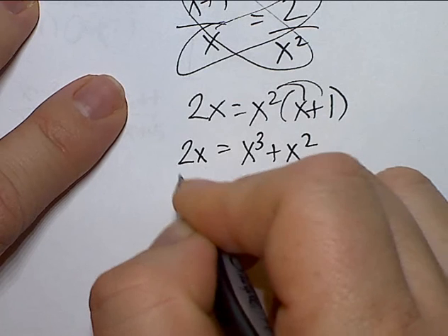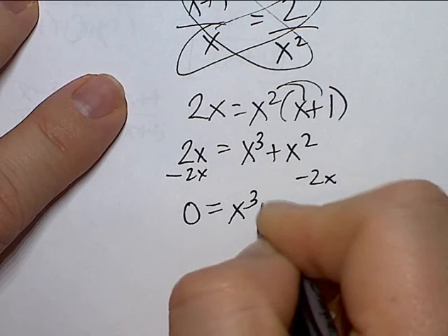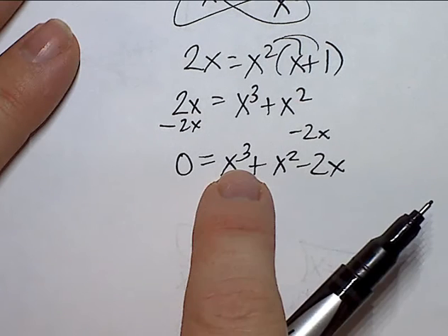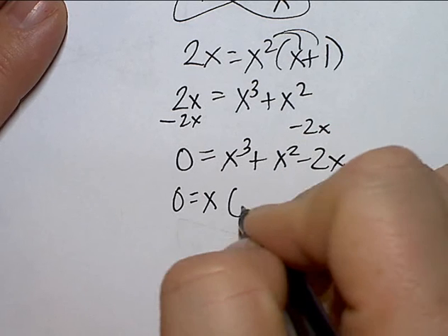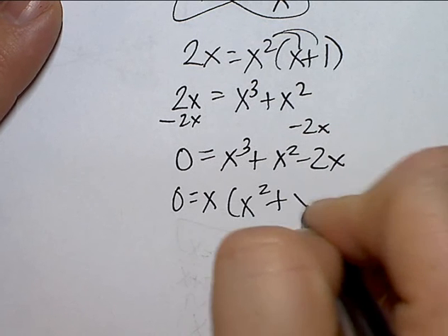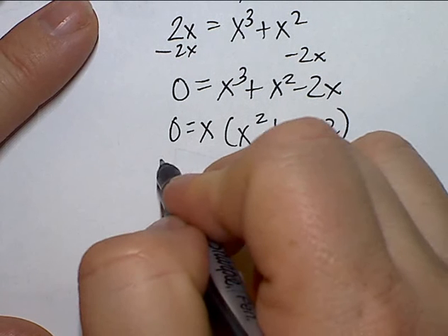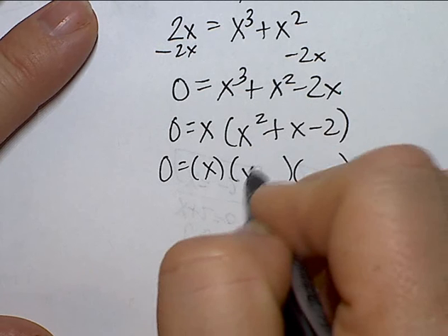Moving everything to one side. In this trinomial, they all contain an x. I can take out an x, and I'm left with x squared plus x minus 2. That's looking very familiar to the other method we used. In the other method, we realized that it breaks down to x plus 2 and x minus 1.